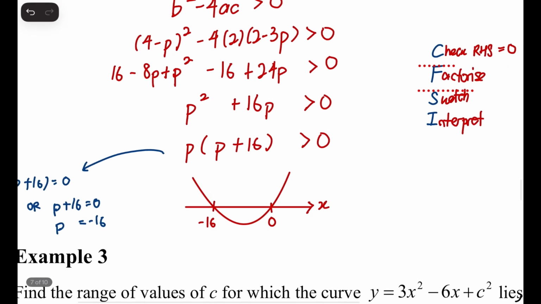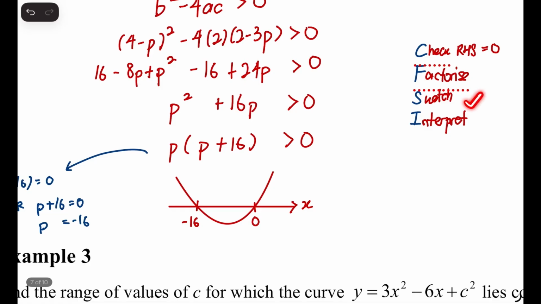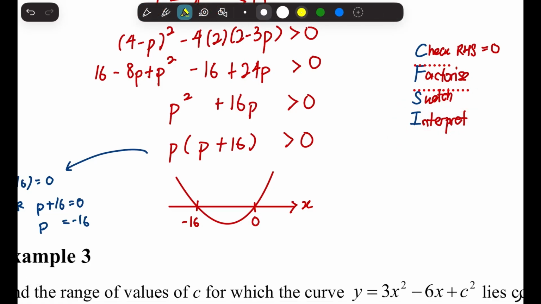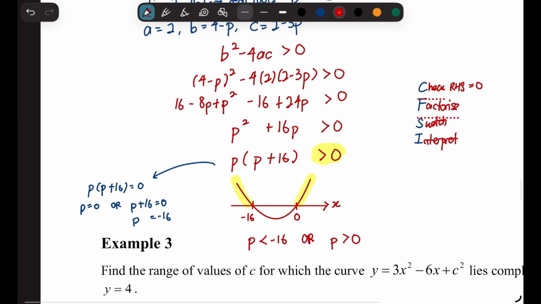Last part, sketching done. Now interpret. Interpret is based on my inequality of the graph. I see that this is greater than 0, meaning above the x-axis. I highlight the part of the graph that is above the x-axis. Therefore, the final answer to this question is simply p is less than -16, or p is greater than 0. And we are done with example number 2.